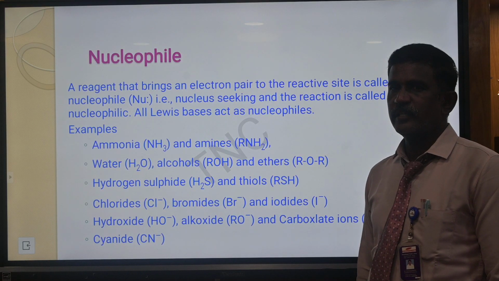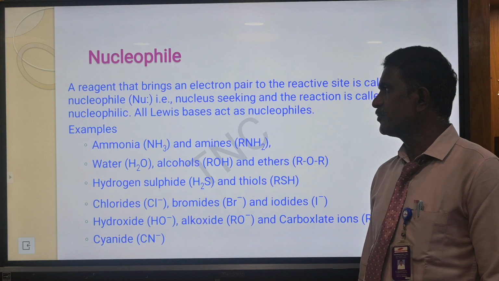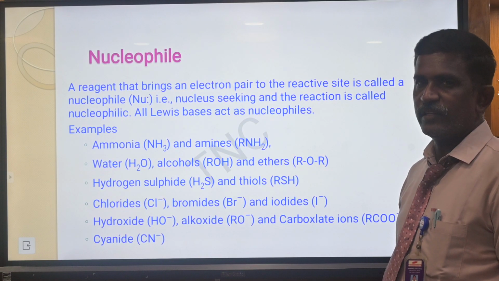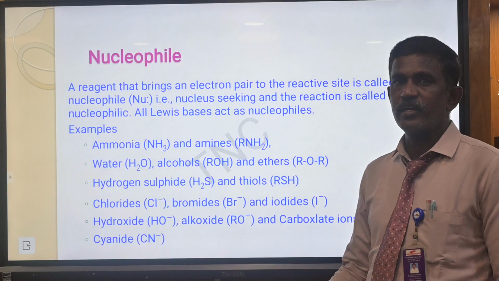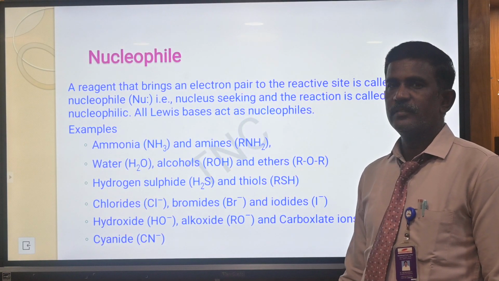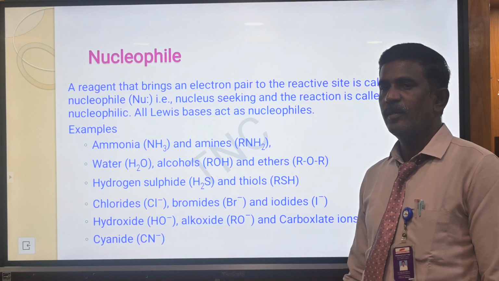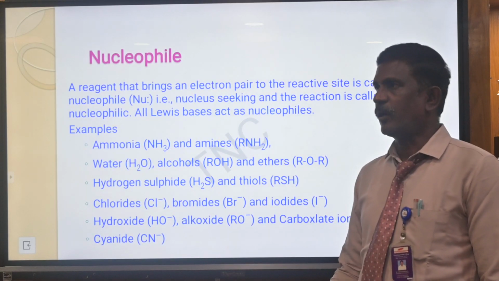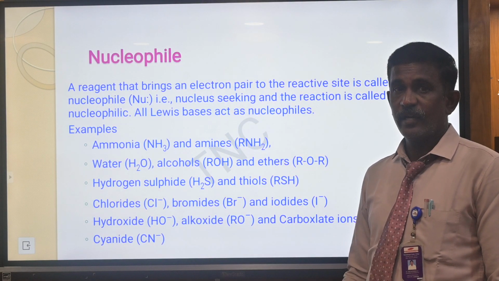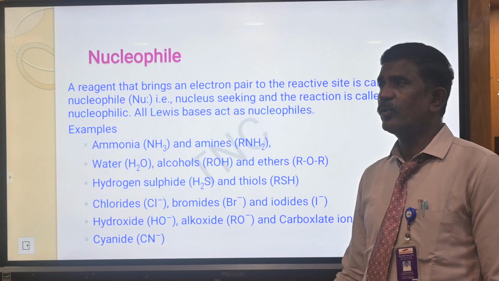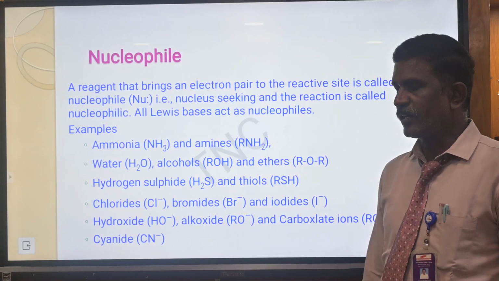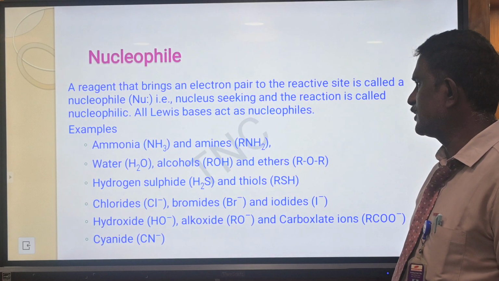So the next reagent, nucleophile. This is a reagent which has more electron density, or we can say electron rich species. Electron rich species attack the electrophilic center, that is the positively charged carbon atom. Since they have high electron density, they can donate their electrons. So we can call them Lewis bases.